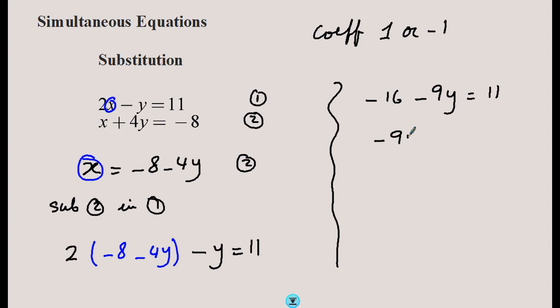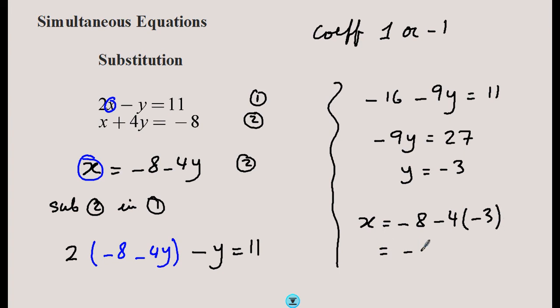So -9y equals 11 plus 16, that is 27. So dividing by -9, y equals -3. That's your solution for y. Now in order to find the value of x, you use this equation, because you know that x equals -8 minus 4y, but y we have just discovered is -3, so this is -8 plus 12, which is 4.